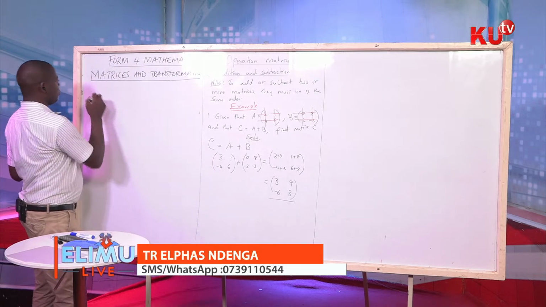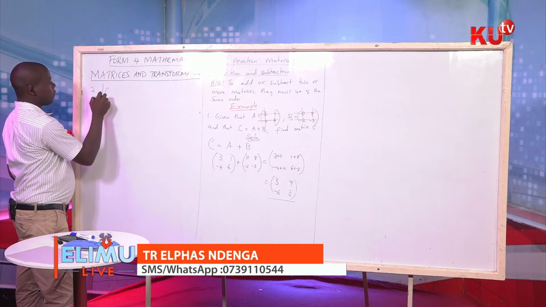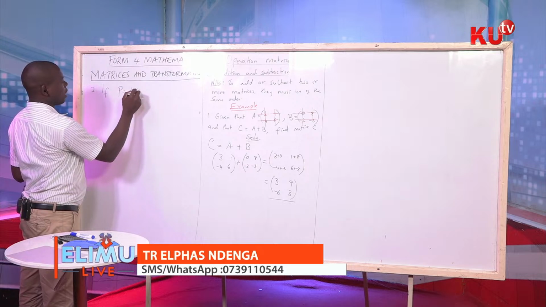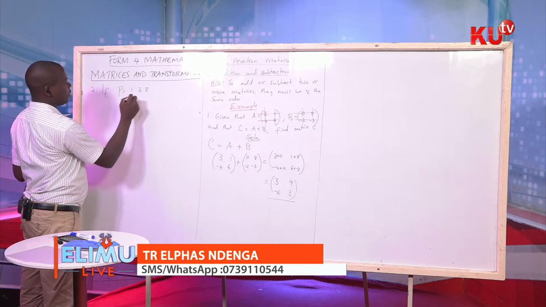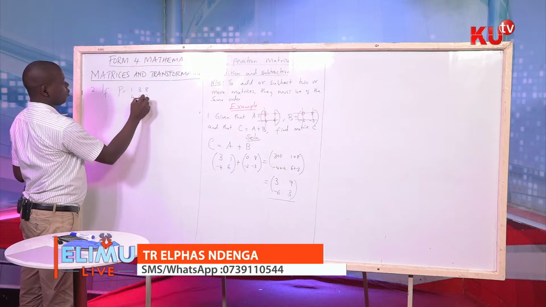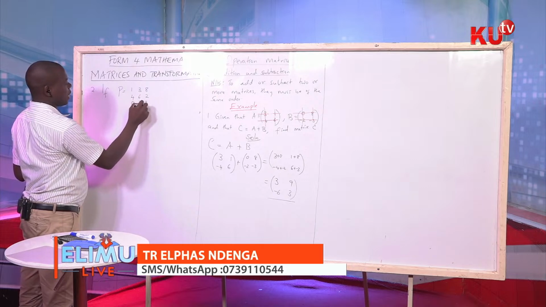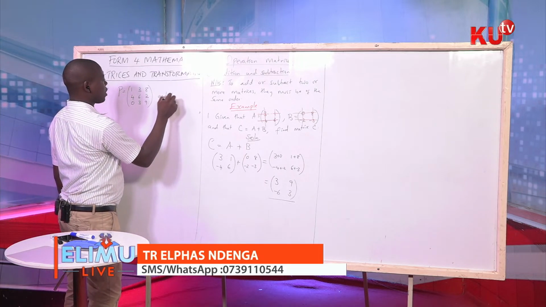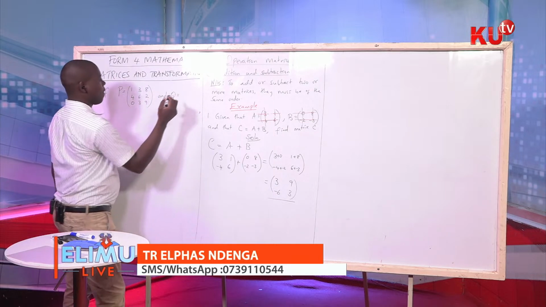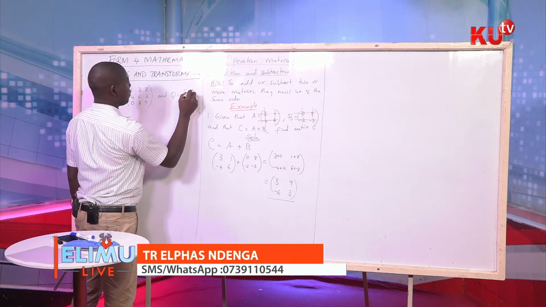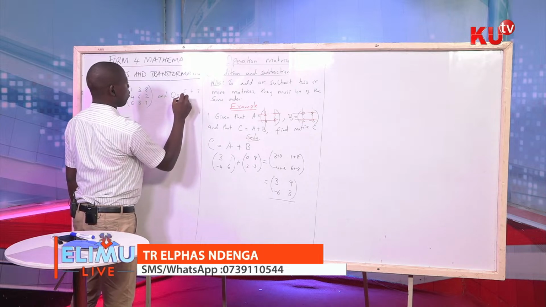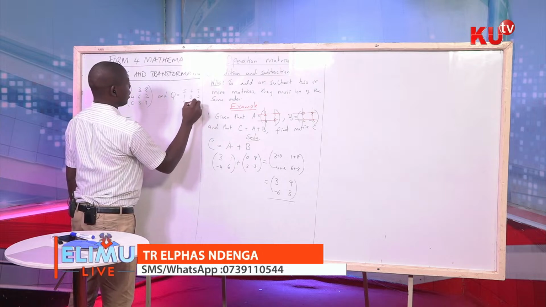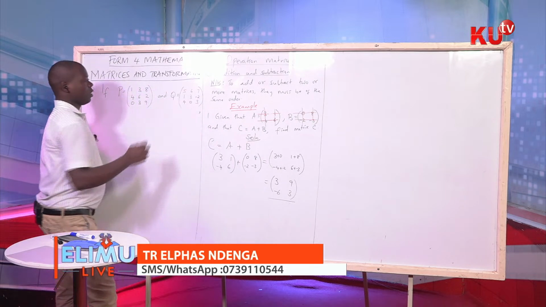Example 2, number 2. If P is a matrix 1, 3, 8, and Q is the matrix 5, 6, 7, 1, 3, minus 2, 4, 0, 3.